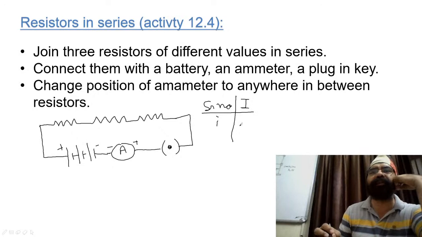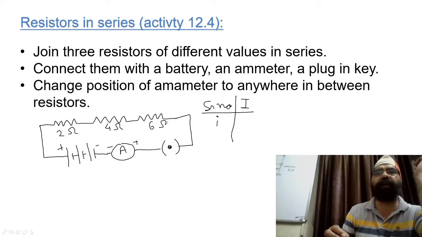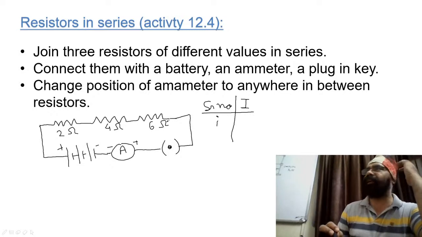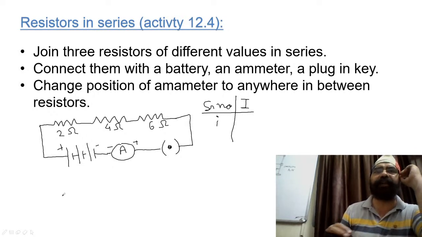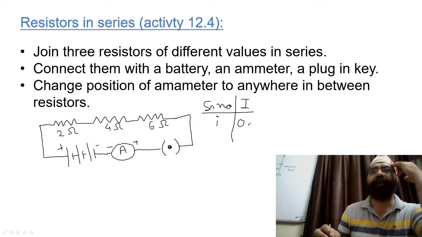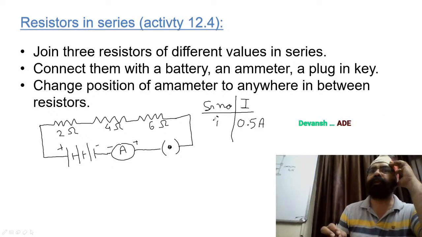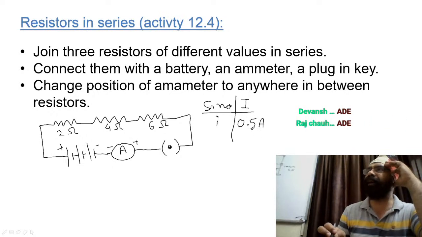I note the first reading, and suppose this is 2 ohms, this is 4 ohms, and this is 6 ohms. I've got 3 resistors of varying resistances. I've connected them to a battery and plugged in the key, and suppose the ammeter shows 0.5 amperes. So that's my first reading.